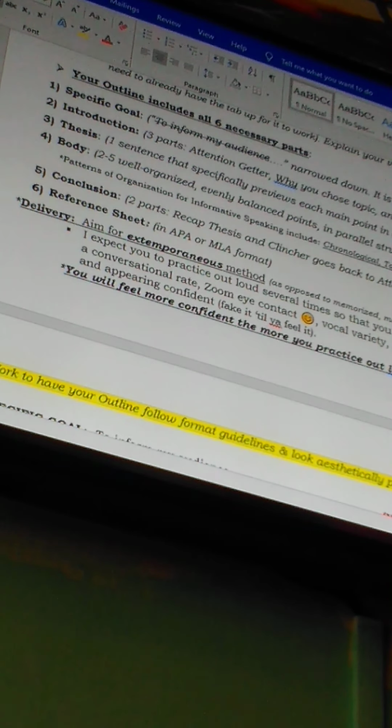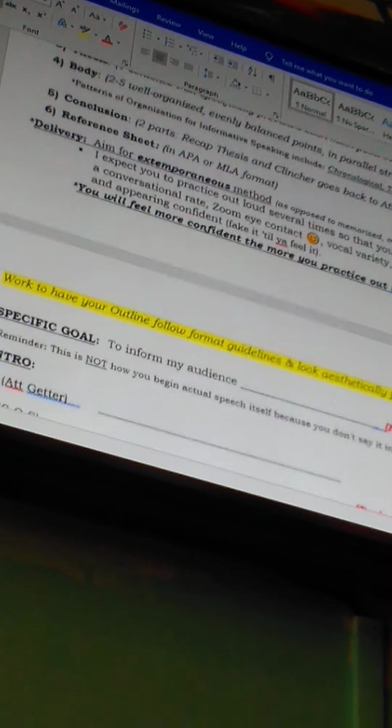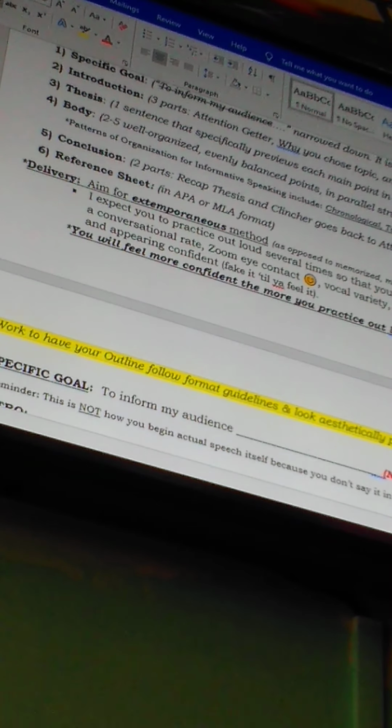A lot of times people use the academic journal right there, and the reason why they use the academic journal there is because those are more dense. They're not quite as interesting as other places you're going to find online where most people do the research. So using it in the intro as a third part is fine. The thesis is one sentence that specifically previews each main point in order.